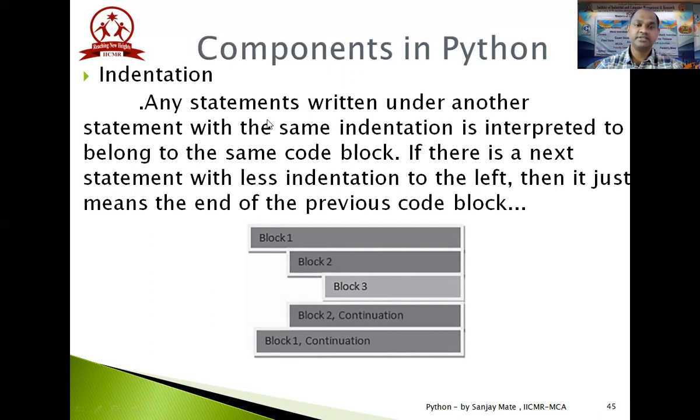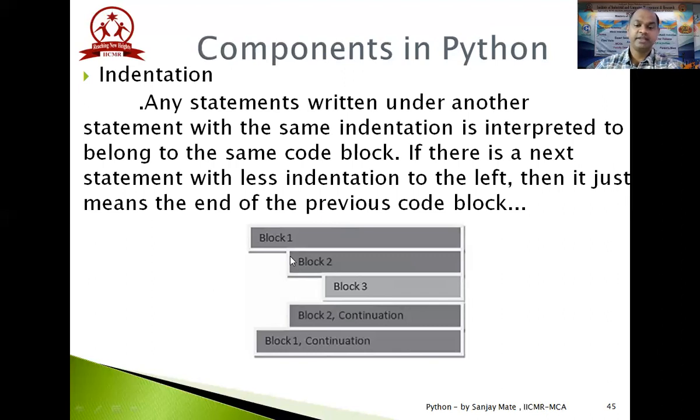So here I have given one example: block 1 starts. Under block 1, under that condition, I want to execute the second block. So I am giving the indentation. You can give indentation from the left side. You can use either a single space or a tab, but you should maintain that. If there is a next statement with less indentation to the left, then it just means the end of the previous block. If you are not maintaining the indentation, then it will treat it as the next block.